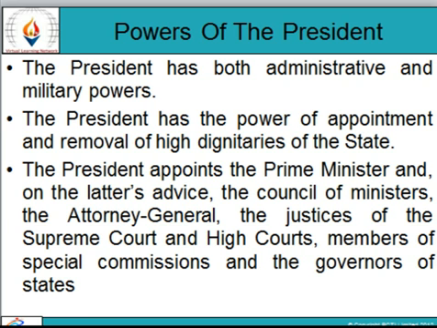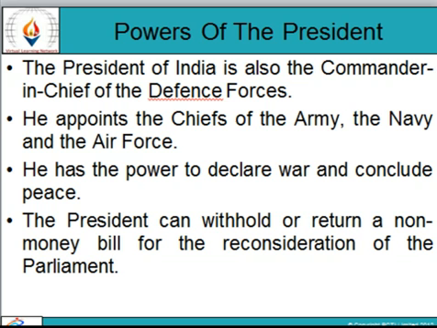The President has the power of appointment and removal of high dignitaries of the states. The President appoints the Prime Minister and, on the latter's advice, the council of ministers, the Attorney General, the Justices of Supreme Court and High Courts, members of special commissions and the governors of state. The President of India is also the Commander-in-Chief of the Defence Forces. He appoints the Chiefs of the Army, the Navy and the Air Force. He has the power to declare war and conclude peace.